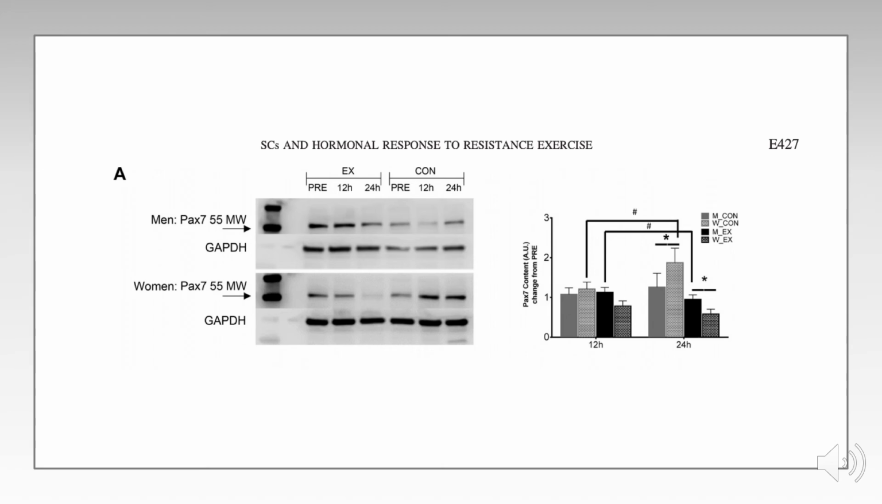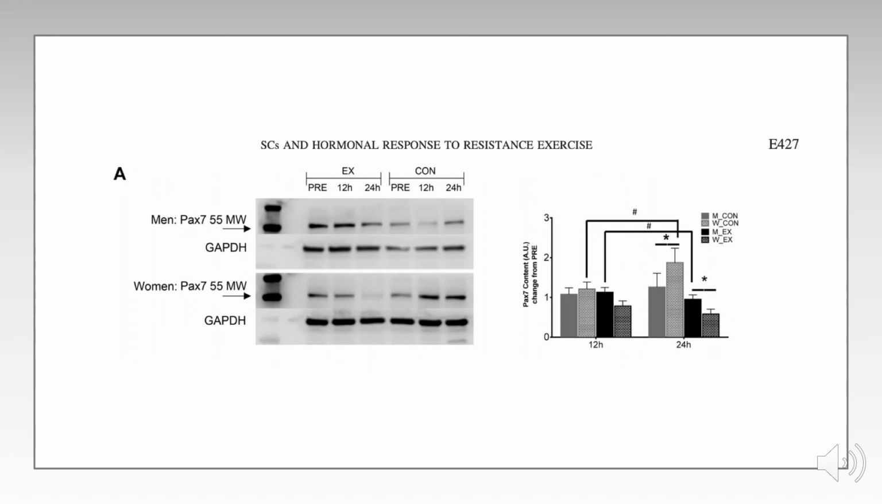There was also a significant interaction effect when looking at the time versus condition values of this graph with a p-value of 0.004. In the 24-hour section of this graph, it's evident that the PAX7 concentrations in the CON sections were much larger than the EX conditions as depicted in the first two bars.